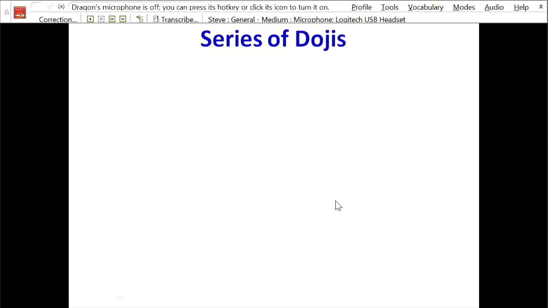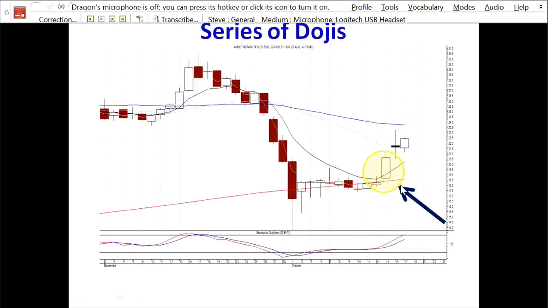I love to show these patterns. Whoops, that's not it. Again, there's your series of dojis, which is also what we call a cradle pattern. There's your headboard, there's your bed, and there's your footboard, usually hanging down between two trends. That means you probably have a very high probability of a very strong price move.